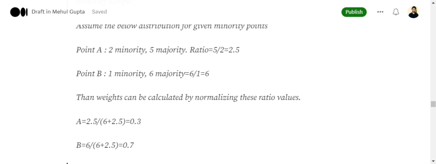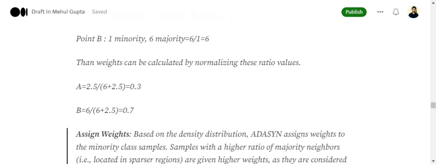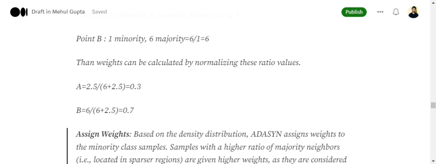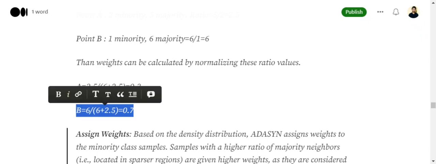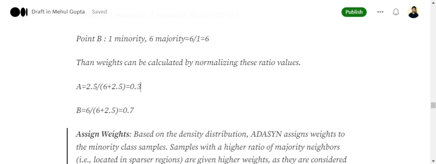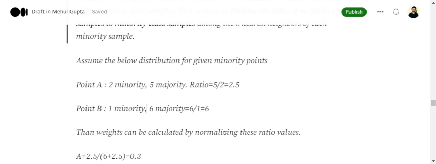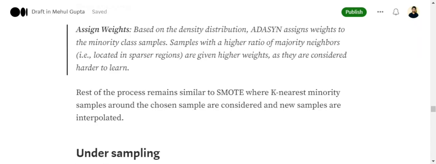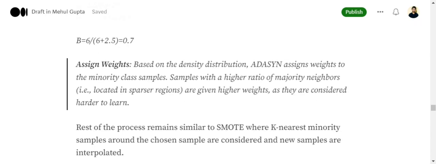Now the weights can be assigned by normalizing these ratios, nothing else. So for point A, the weight would become 0.3 because 2.5 upon 6 plus 2.5. 6 is this particular ratio, 2.5 is this ratio. And for B, the weight would become 0.7. So in this particular case, B would be given more weightage. So there are more chances that B would be picked up, and then eventually we would be interpolating more points from B as compared to A, because this particular distribution suggests that B is in an isolated environment as compared to A. So this is how ADASYN works. The weights are assigned, and then eventually everything remains similar to SMOTE.